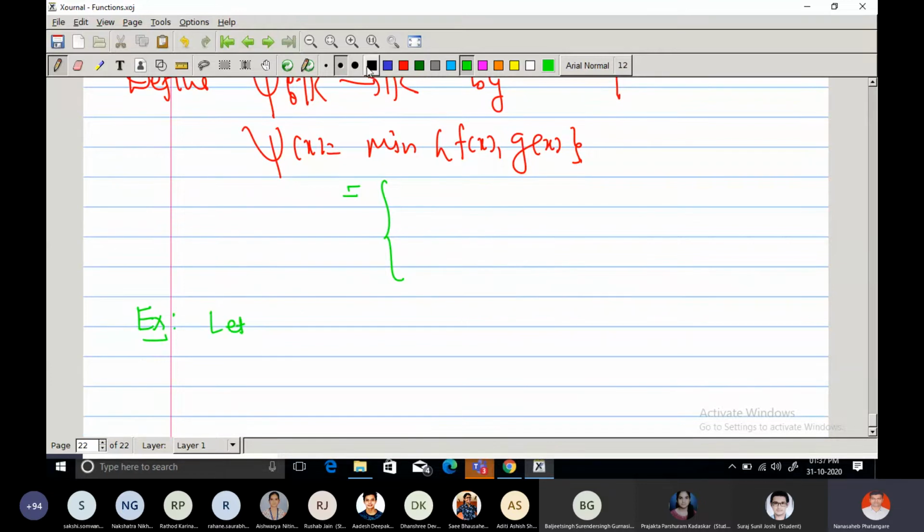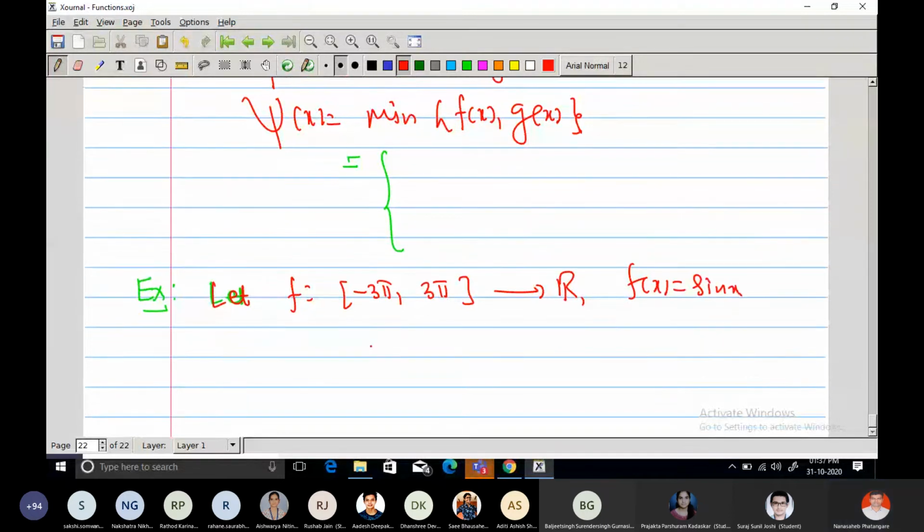Okay, so let f from R to R, okay, or I'll make it simple. f from not R to R, so I will consider some smaller interval, minus 3 pi to 3 pi. f(x) is equal to sin x, g from the same interval to R, g(x) is equal to cos x, right? So the functions are clear.